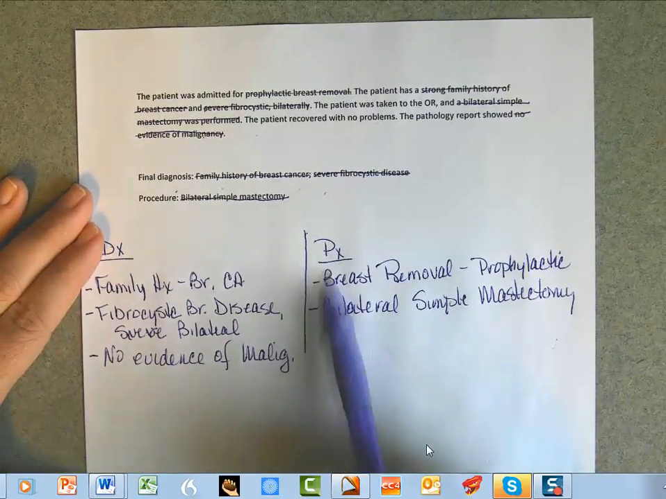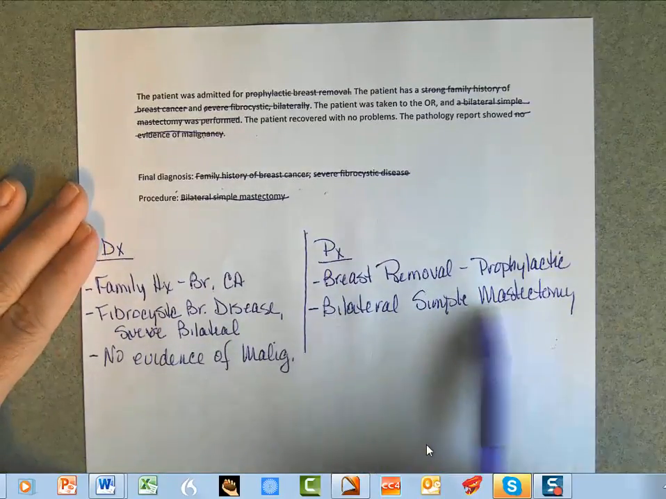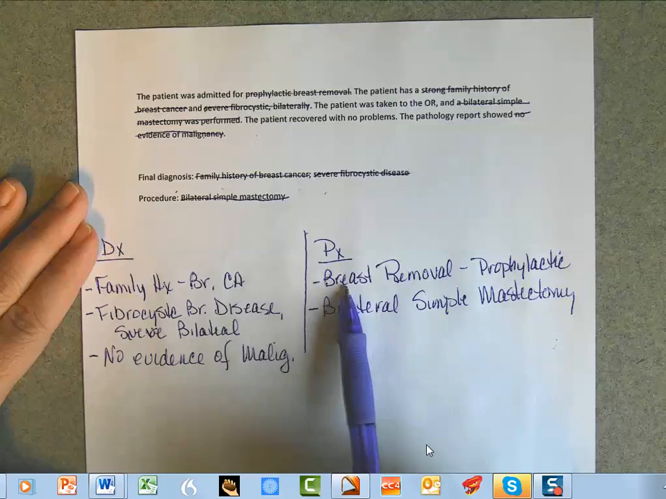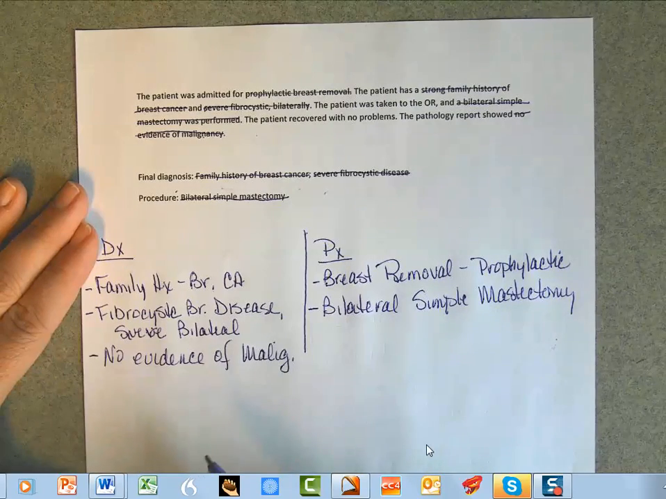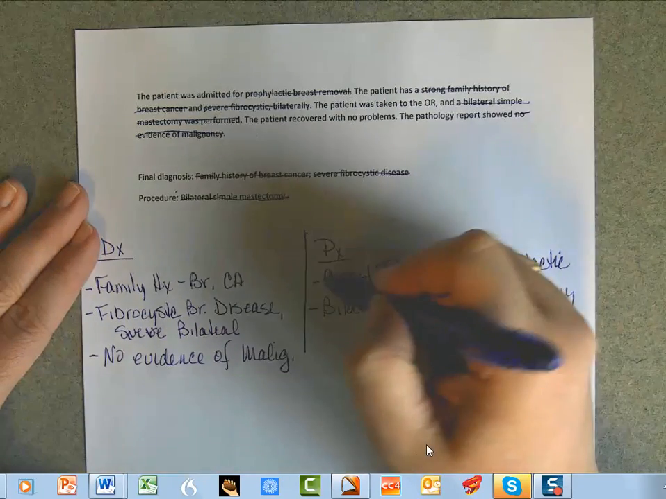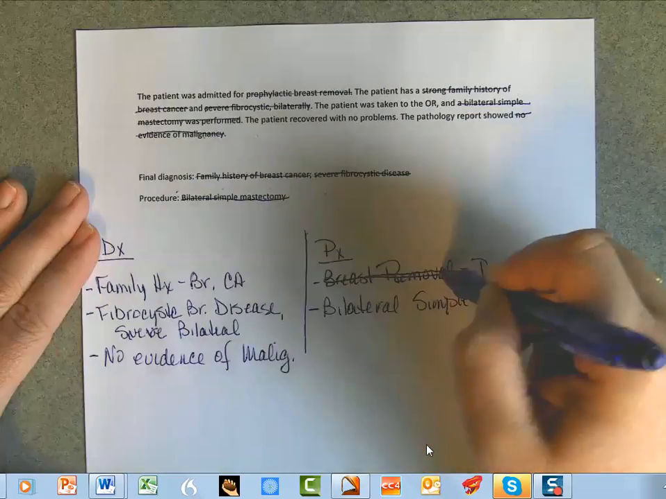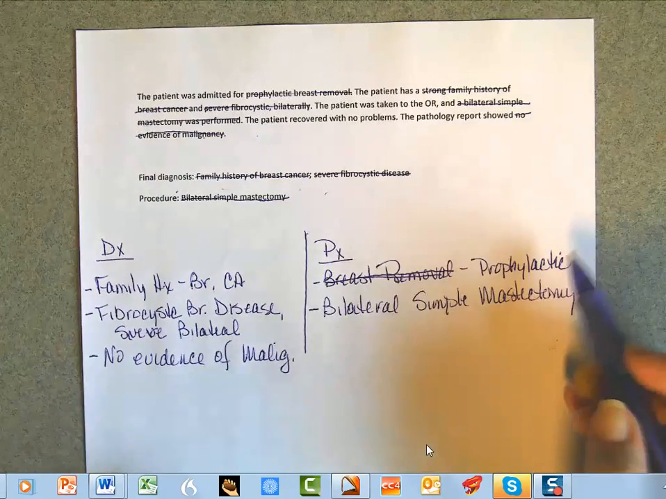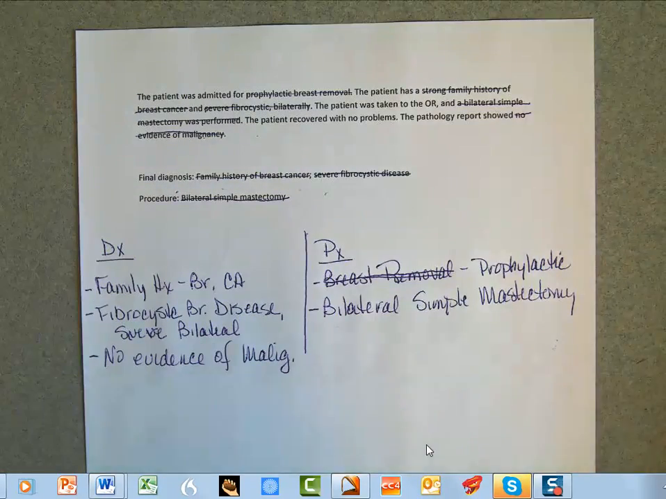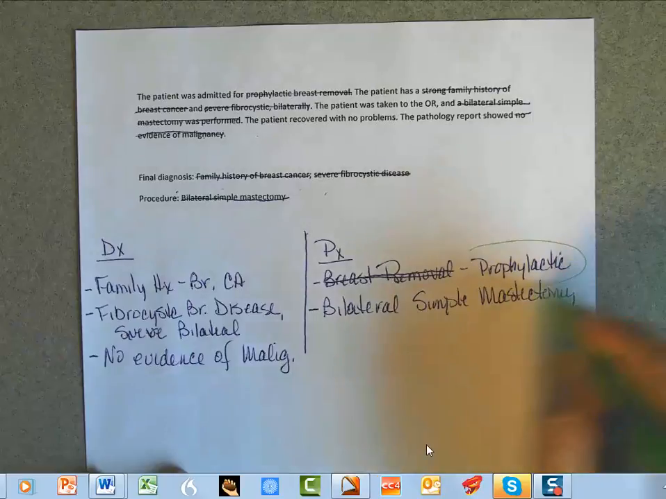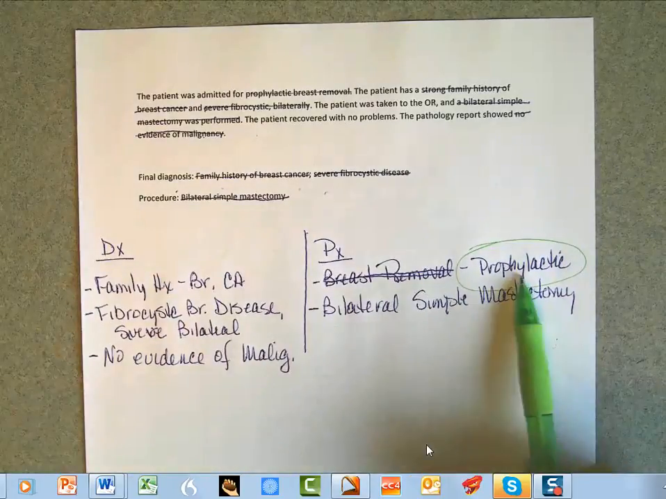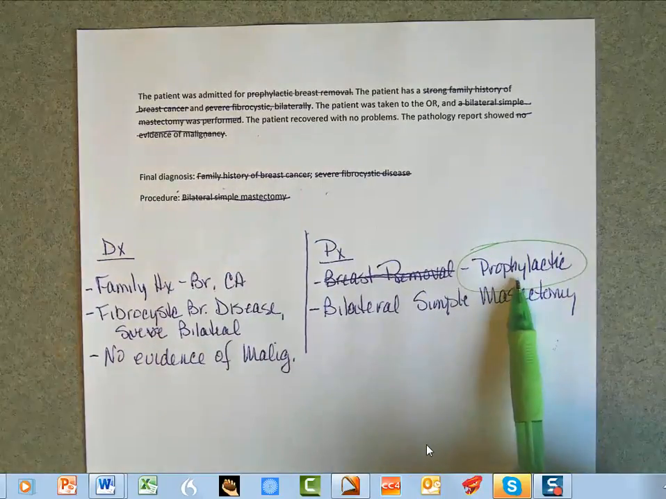If we look at procedure, for instance, bilateral simple mastectomy, is that not the same thing as a breast removal? It is. So we're going to cross off breast removal. Now, let's look at the fact that it was prophylactic right here. Okay? Is that important for us to know? And can we code that in the procedure?